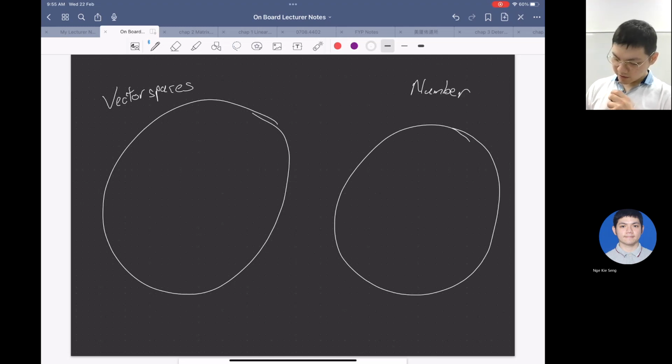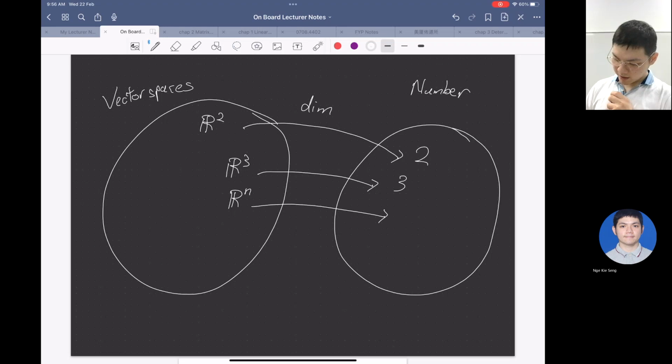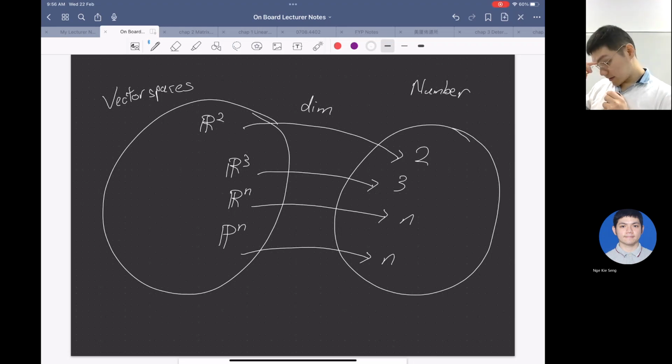Okay, number. So we are seeing something like R2, R3, right? So we go here, we take dimension. R2 is 2, R3 is 3. So in general, Rn is n, the number of standard bases. We also have Pn, the set of polynomials of degree at most n. So this is also n. So what do we have to do?